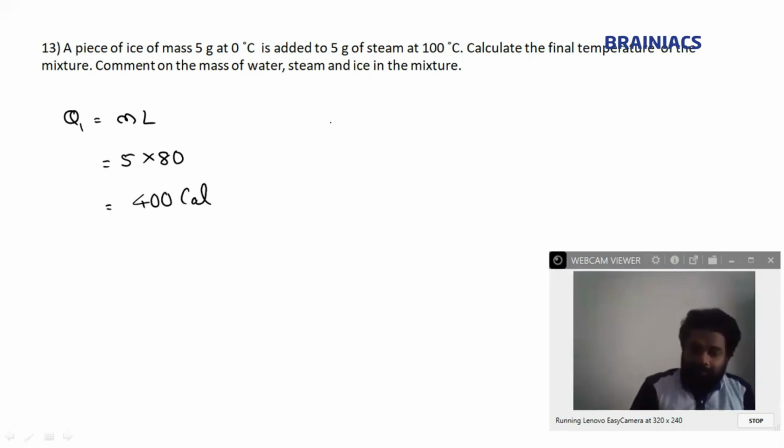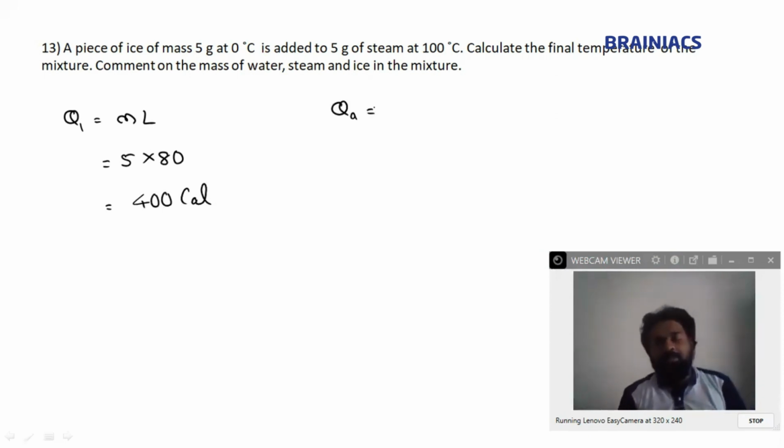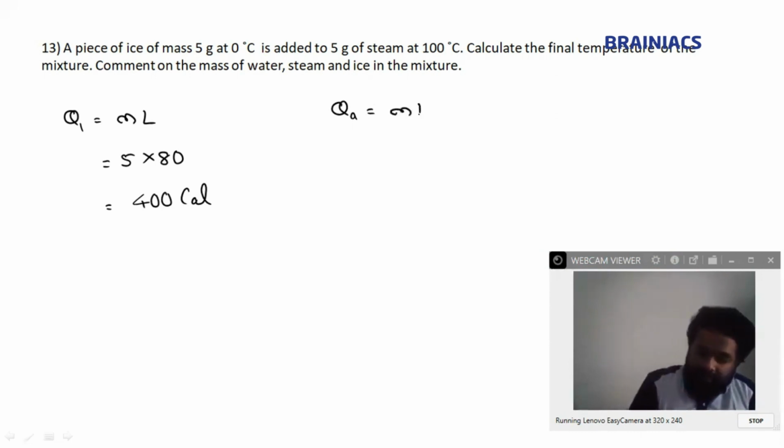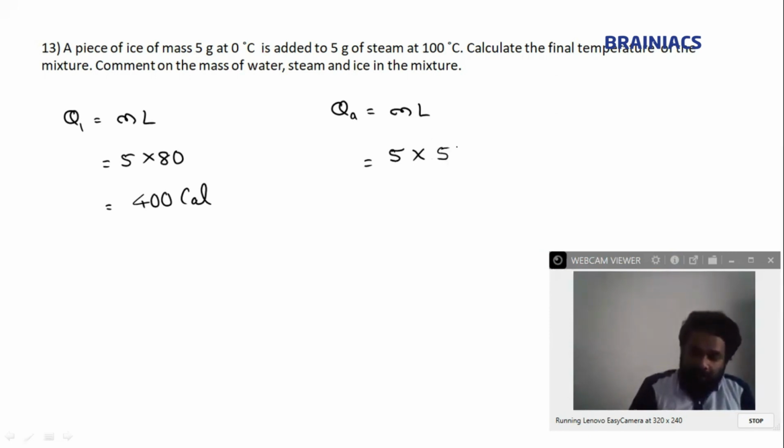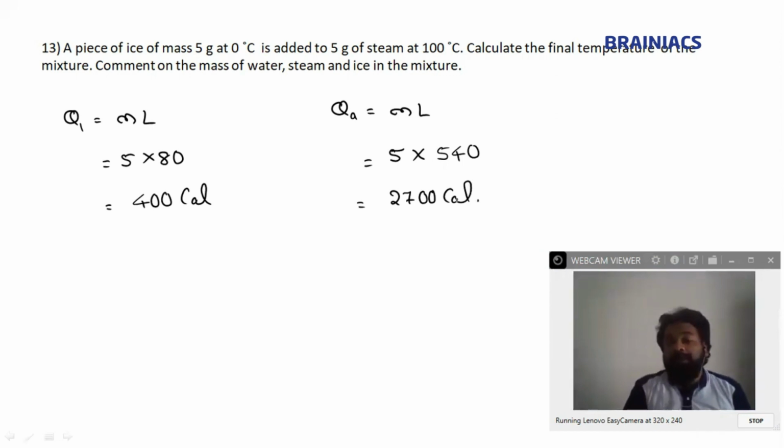Okay, the other side, it is steam at 100 degrees Celsius. Next state is what? Water at 100 degrees Celsius. Let us put mL. So this is 5 into latent heat of condensation, how much? 540. So this is going to be 2700 calorie. 2700 calorie will be released if steam becomes water.